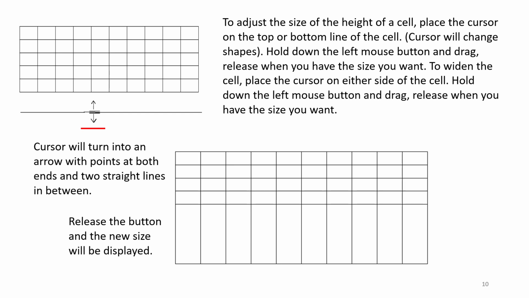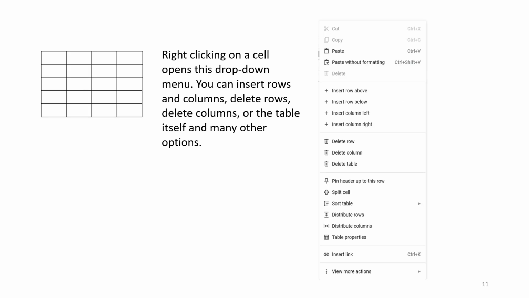To widen the cell, place the cursor on either side of the cell. Hold down the left mouse button and drag. Release when you have the size you want. Cursor will turn into an arrow with points at both ends and 2 straight lines in between. Release the button and the new size will be displayed. Right-clicking on a cell opens this drop-down menu. You can insert rows and columns, delete rows, delete columns, or the table itself, and many other options.